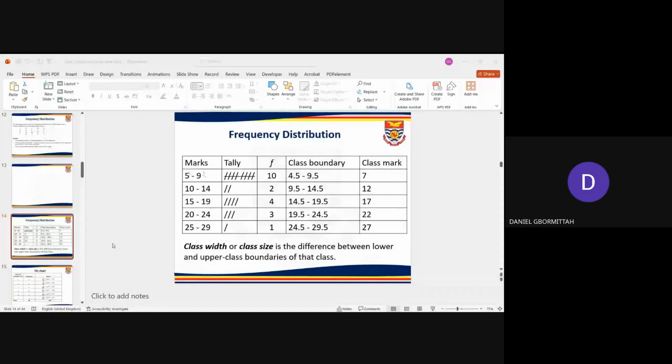Let me take Penny. Sir, please, I want to know why we started from 5, but the interval was not 5 to 10, but 5 to 9.